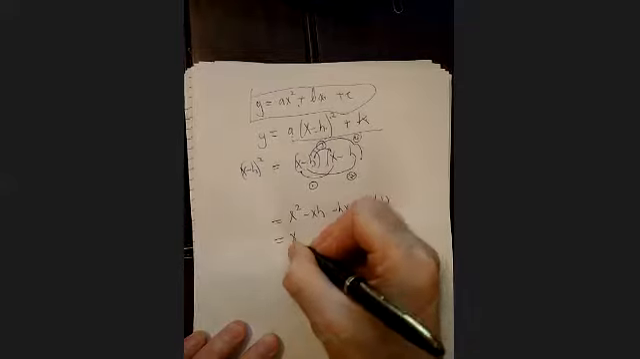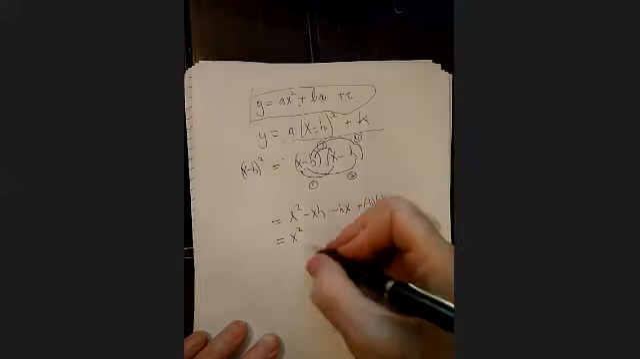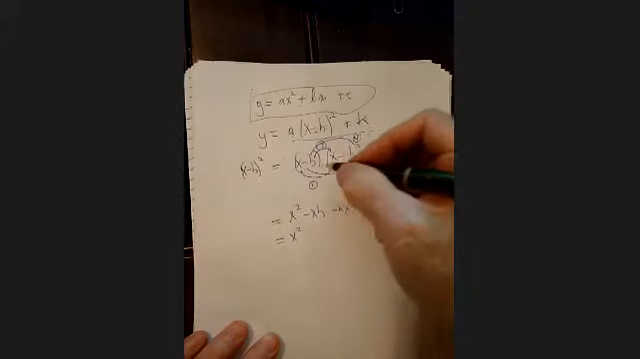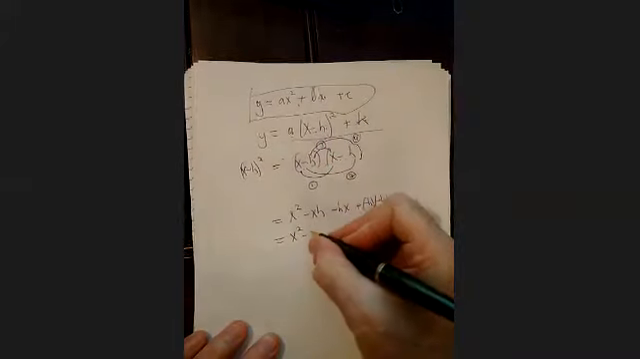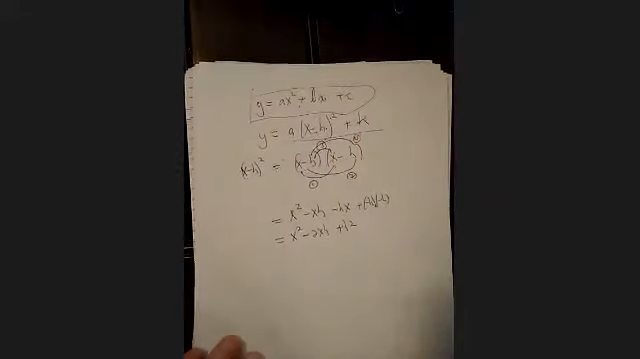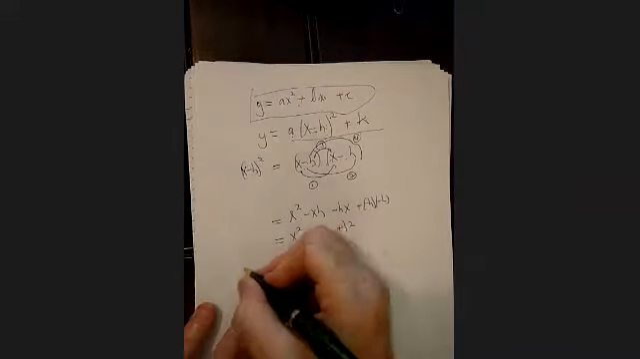This gives me x squared. Oh, I'm sorry, I forgot to do something here. I just wanted to do this piece right here: x squared minus 2x plus k. That's what this in between the parentheses means. And I want to show you just a shortcut.